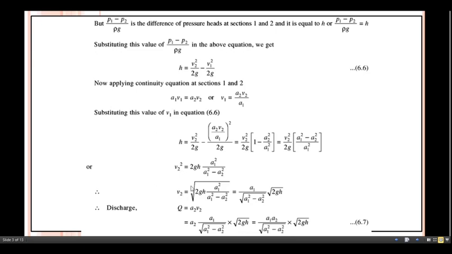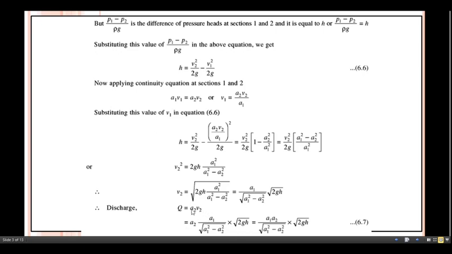So to get the v2 you have to take the square root on both sides. In this way I can get the square root of twice gh into a1 square divided by a1 square minus a2 square. If I take the square root of this, a1 and this term will remain as it is: square root of 2gh divided by square root of a1 square minus a2 square.